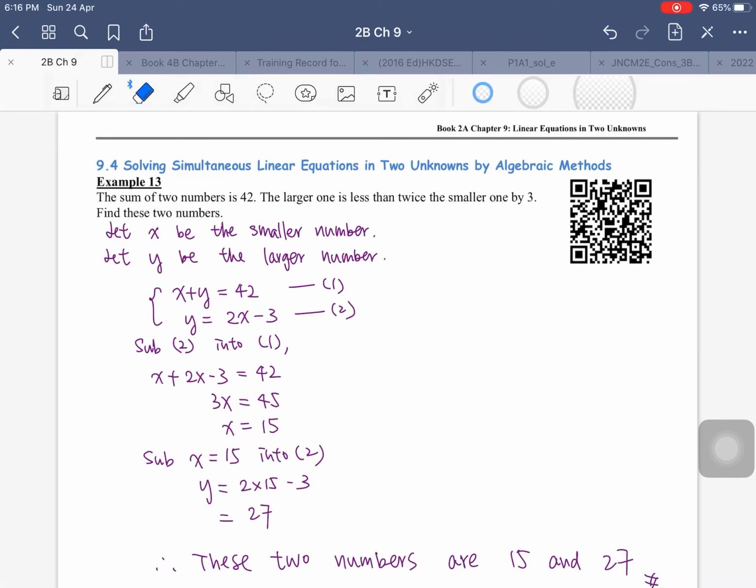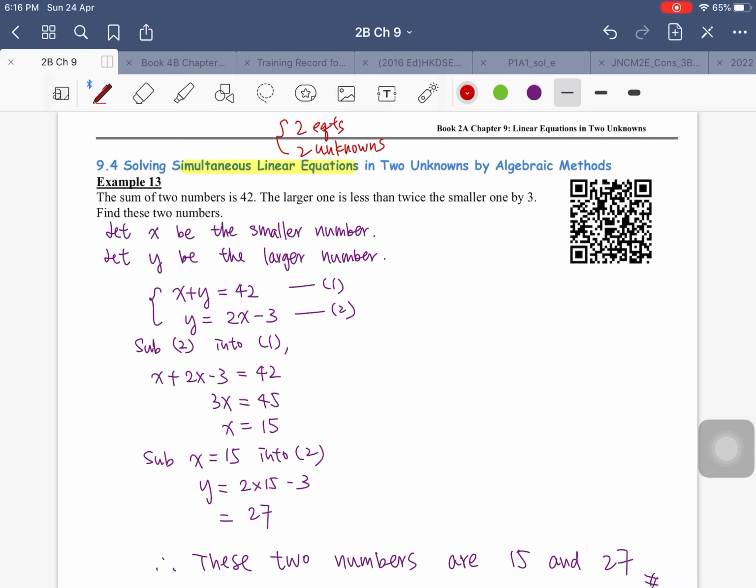Let's move to how to solve the problems of simultaneous linear equations. Let's have a revision on what simultaneous linear equations are. That means you will have two equations and two unknowns. Then for the process of solving the simultaneous equations problems, mainly we look at the questions.